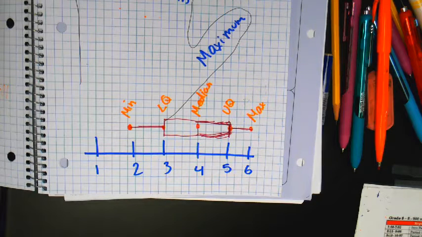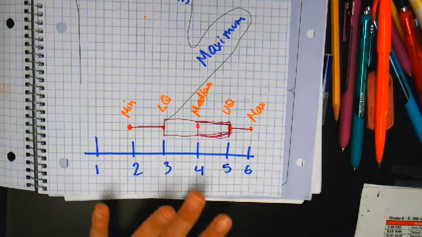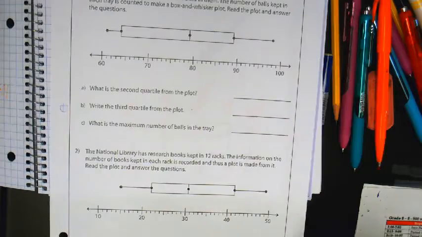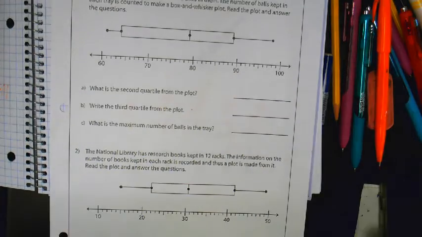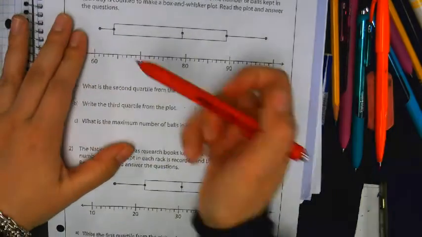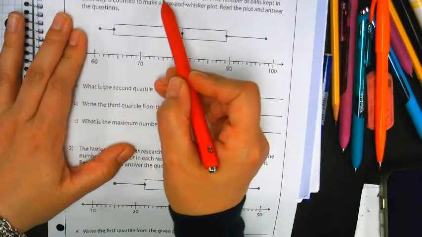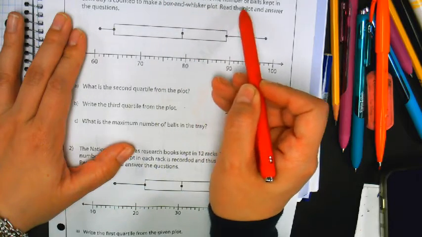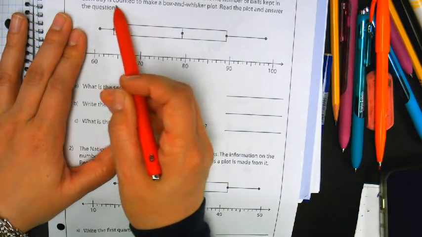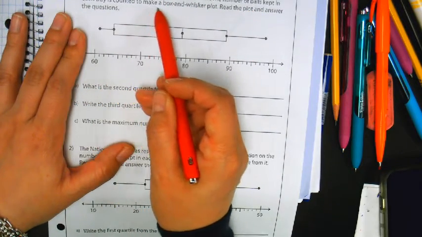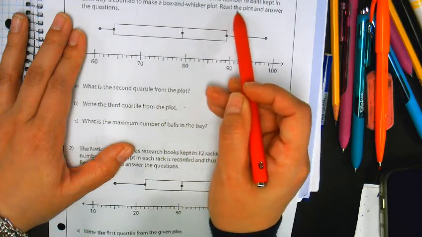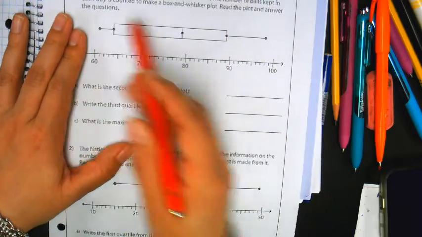All right, let's look at some questions on the white sheet. Again, I will go over this a little bit more, a little bit later. 11 trays have different colored balls in them. The number of balls kept in each tray is counted to make a box and whisker plot. Read the plot and answer the questions.